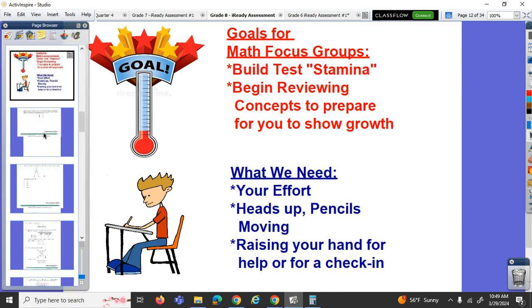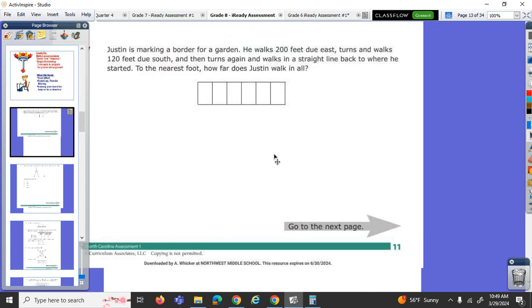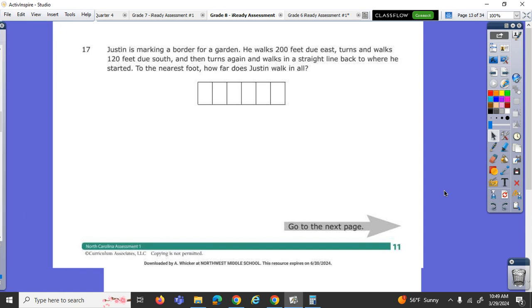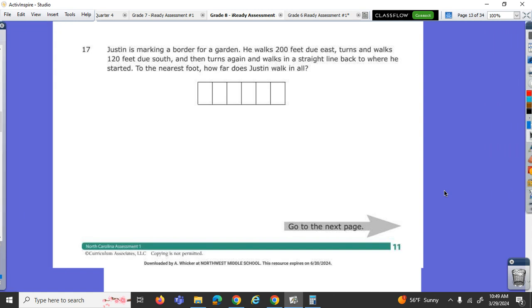I'm going to get you started with question number 17. So 17, I feel like would be a good one for us to look at together to help you. And then I'll check in with you in a little bit as well to help you on another question that I chose. All right, question 17.